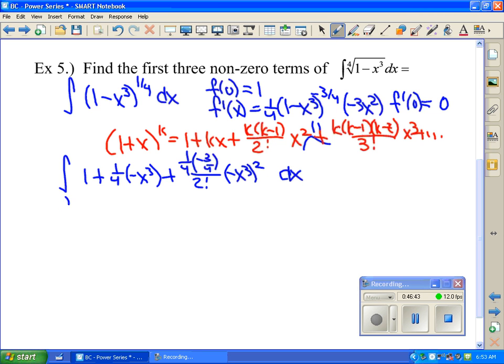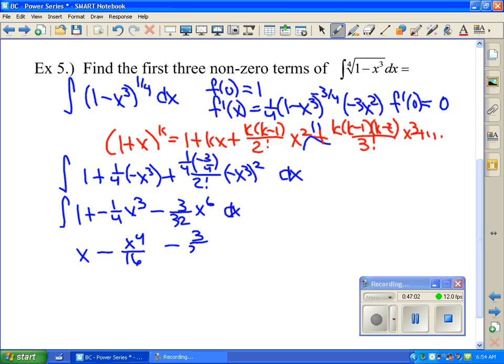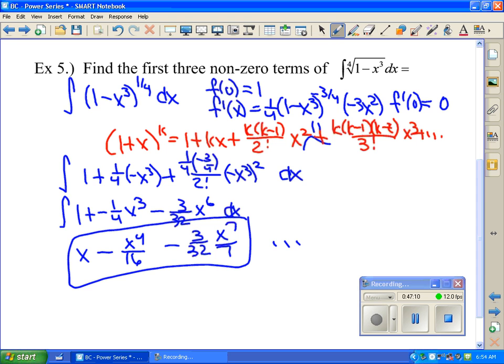So then 1 plus negative 1/4 x cubed. This is going to be something like negative 3/32 x to the 6th. So integrating this out, I'm going to get x minus x to the 4 over 16 minus 3/32 x to the 7 over 7. And there are my first three terms for that one.